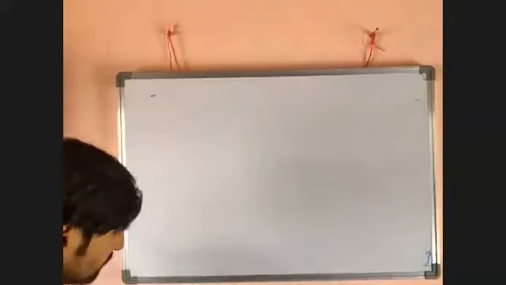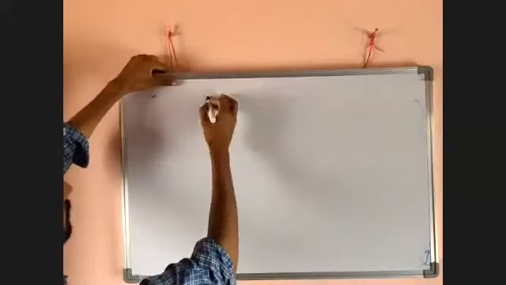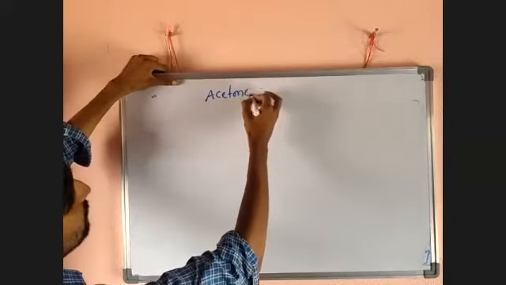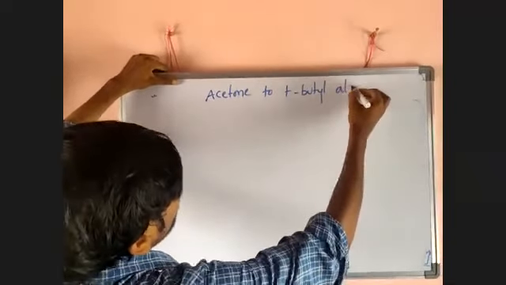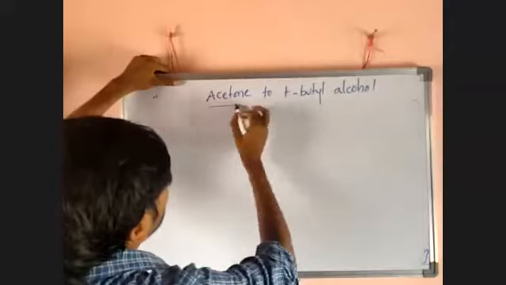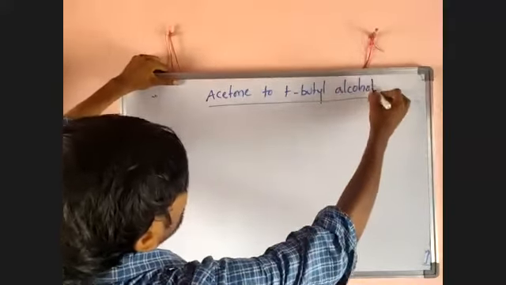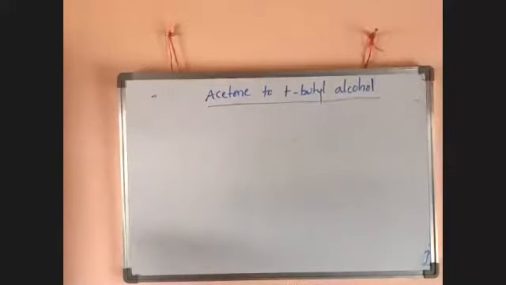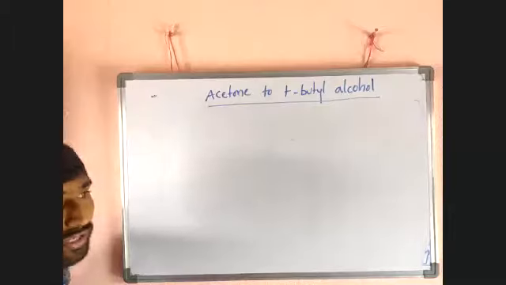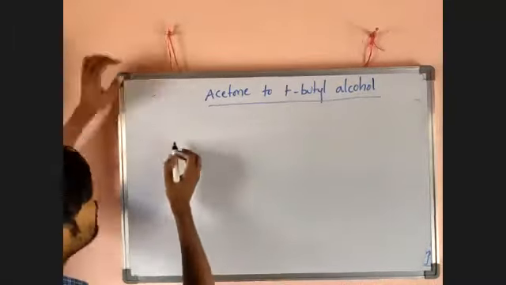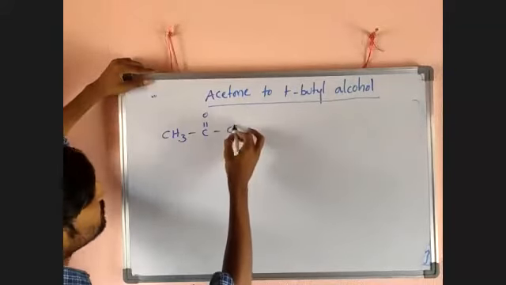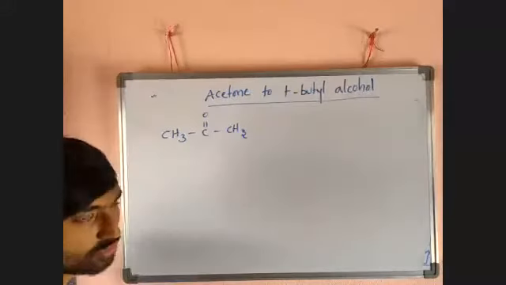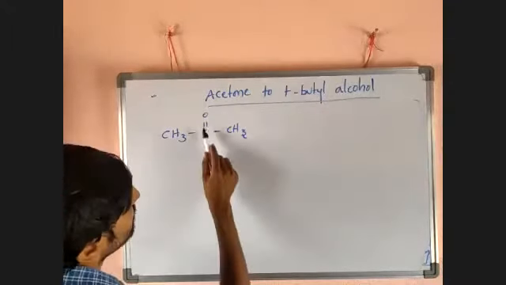Next, convert one thing: acetone to T-butyl alcohol. First, you should construct the structures of reactant and product. Acetone is nothing but CH3 CO CH3.